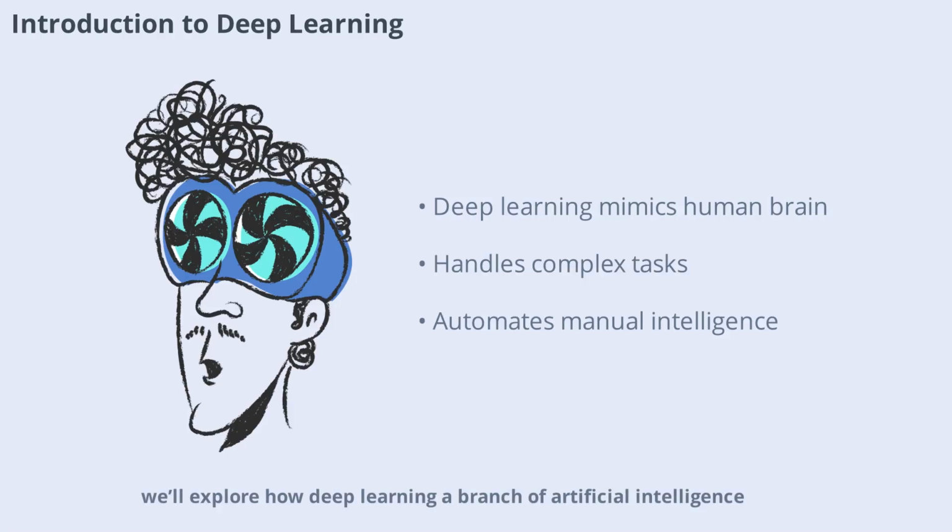In this video, we'll explore how deep learning, a branch of artificial intelligence, empowers computers to process data inspired by the human brain. Deep learning models can handle tasks far more complex than traditional machine learning, such as recognizing images, text, and sounds. By the end of this journey, you'll understand the basics of deep learning and how to build your own models. Let's start by looking at why deep learning is so important in the field of AI and how it mimics human thinking to automate tasks that once required manual intelligence.